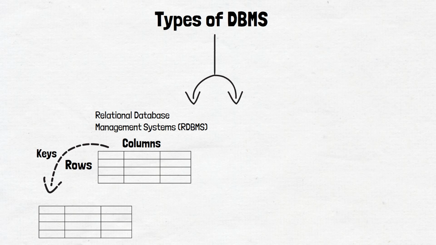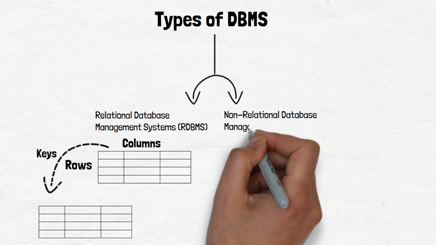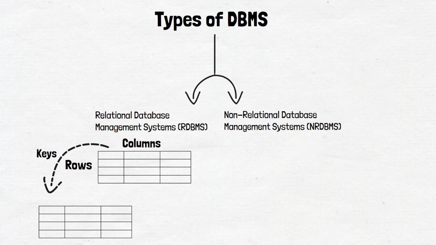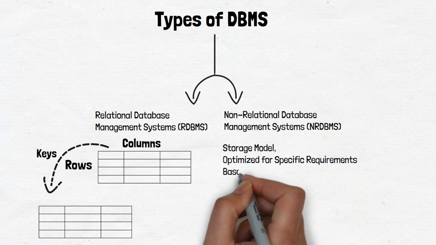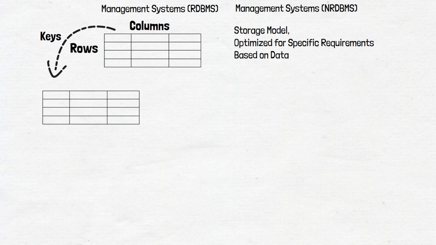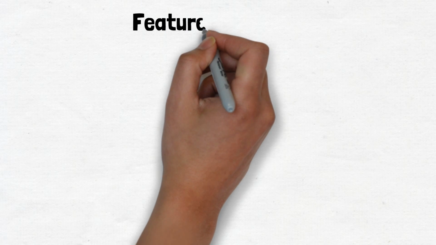Then there comes the second type of DBMS, Non-Relational Databases, or NRDBMS. The non-relational database, NoSQL database, stores data just like RDBMS. However, unlike the relational databases, there are no tables, rows, columns, or keys. Instead, the non-relational database uses a storage model optimized for specific requirements of the type of data being stored. Let's have a look at the features of both types of database management systems to understand when to use which type of database management system.